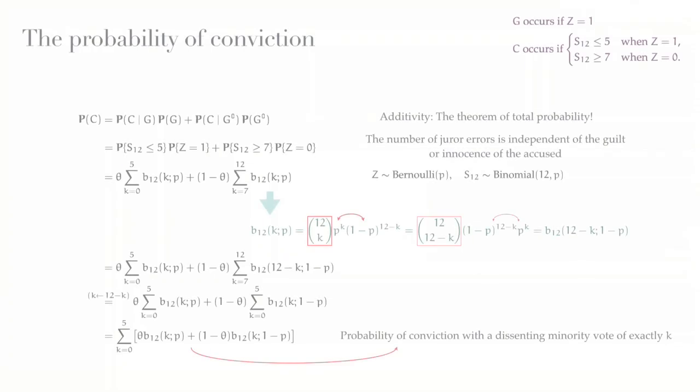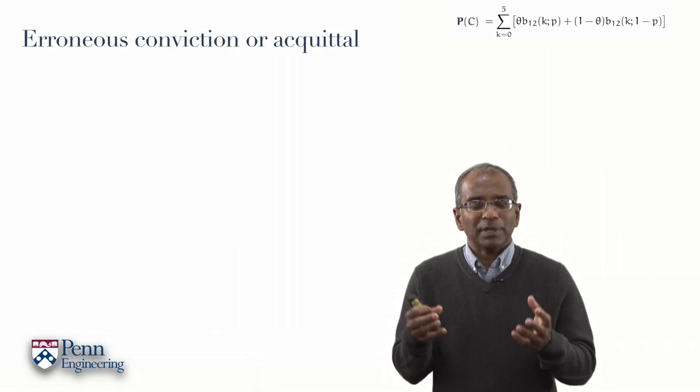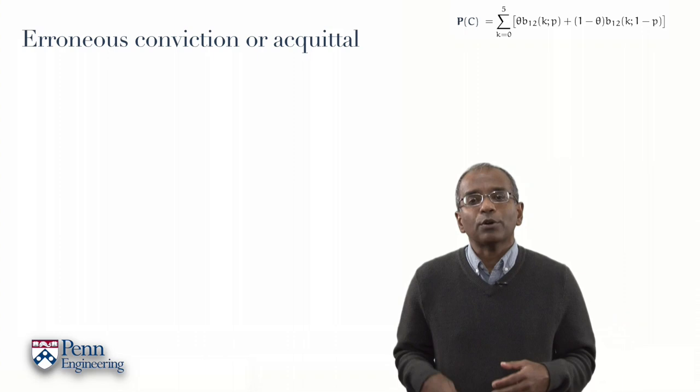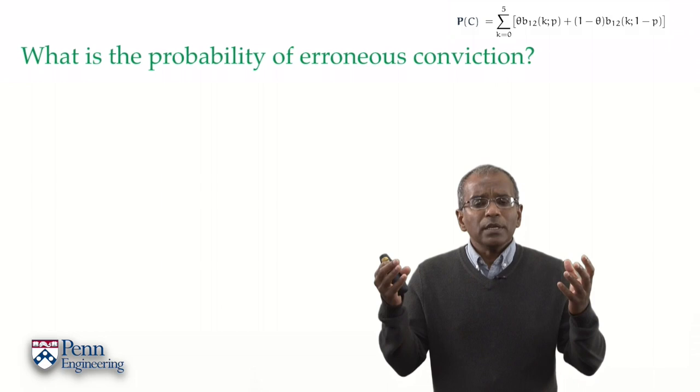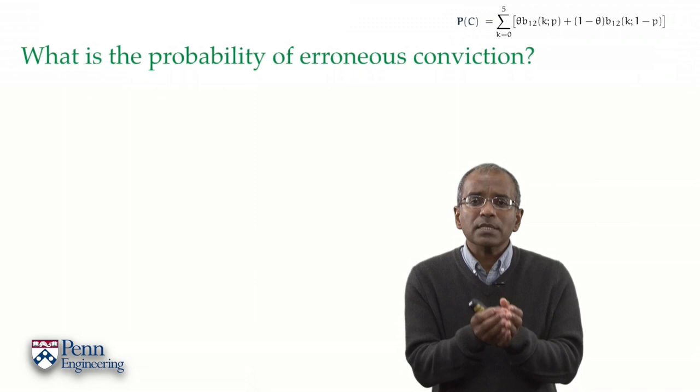Now that we've computed within the model of Poisson the probability of convicting an accused, our next question, and the fundamental question, of course, is what are the chances of an erroneous conviction or an erroneous acquittal? So let's start first with the probability of an erroneous conviction. What does this mean? Well, let's transcribe this in words. It means an individual is innocent and is convicted.